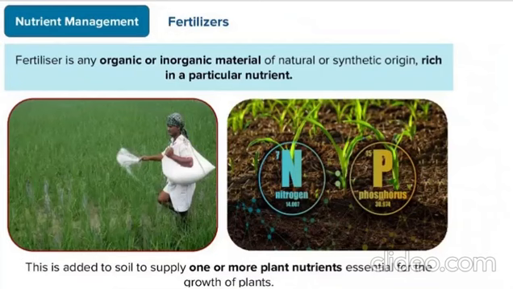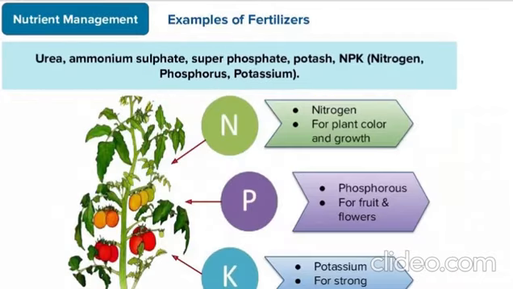Talking about fertilizers, fertilizer is mostly inorganic in nature and synthetic, okay? Although it has no organic matter, it is very rich in some specific nutrients. So for supplying the plants with one or two important nutrients, we use fertilizers. For example, NPK fertilizer: nitrogen, phosphorus, and potassium. Nitrogen for plant color and growth, phosphorus for the growth of fruit and flowers, and potassium for strong roots and stems. So that is NPK fertilizer.